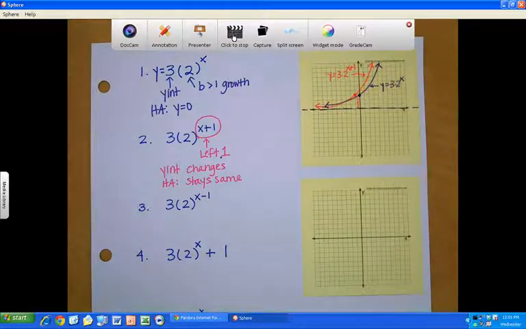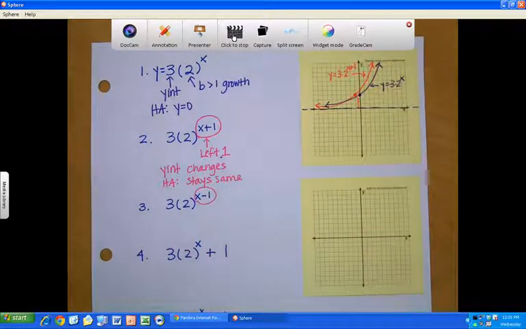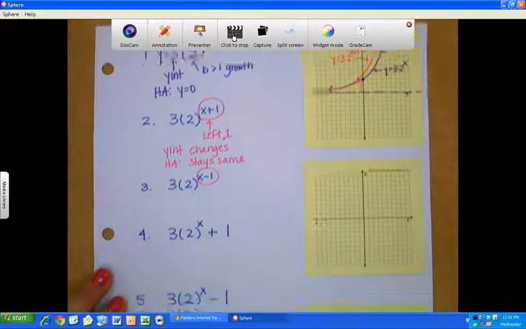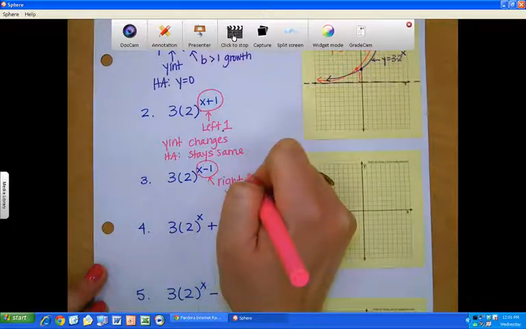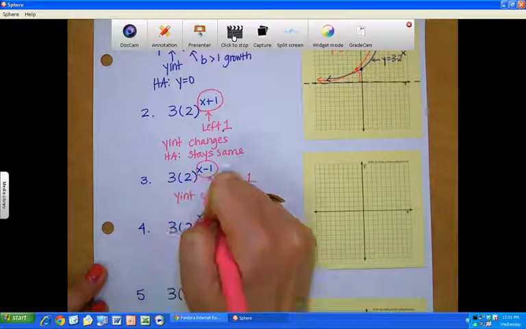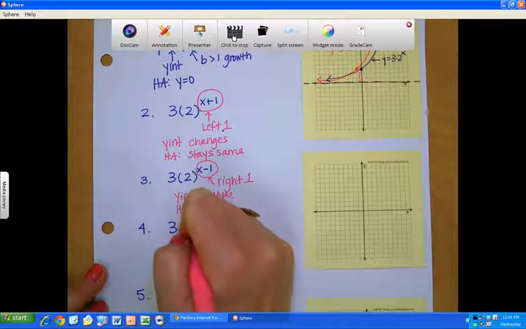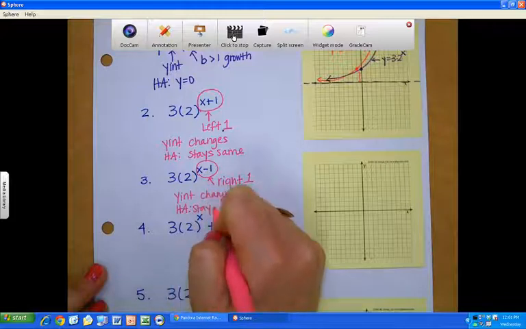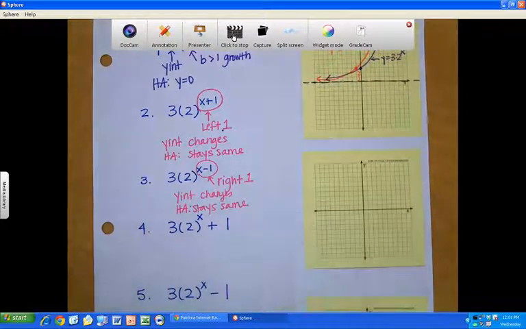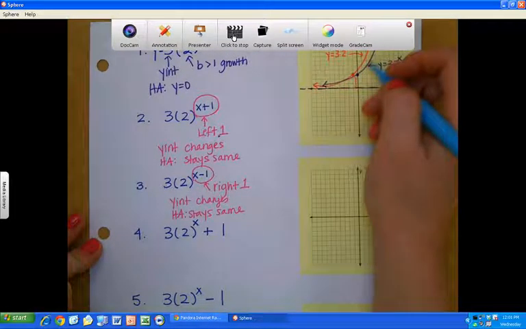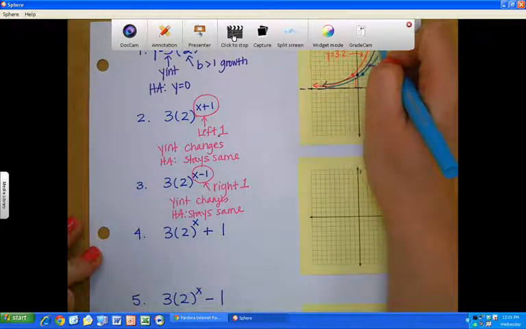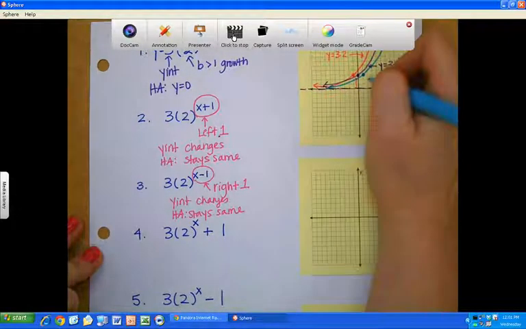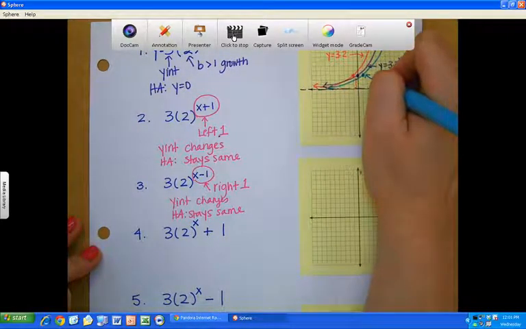How do you think this one moves with the x minus 1? It's got to be pretty similar. So instead of left, this one goes to the right 1. Okay? So the y-intercept changes, but the horizontal asymptote stays the same, because all you're doing is moving from left to right. If you're moving from left to right, the asymptote doesn't change. So in this case, it goes to the right one. So it's the exact same graph and same shape, it just moves from right to left. That's the difference.